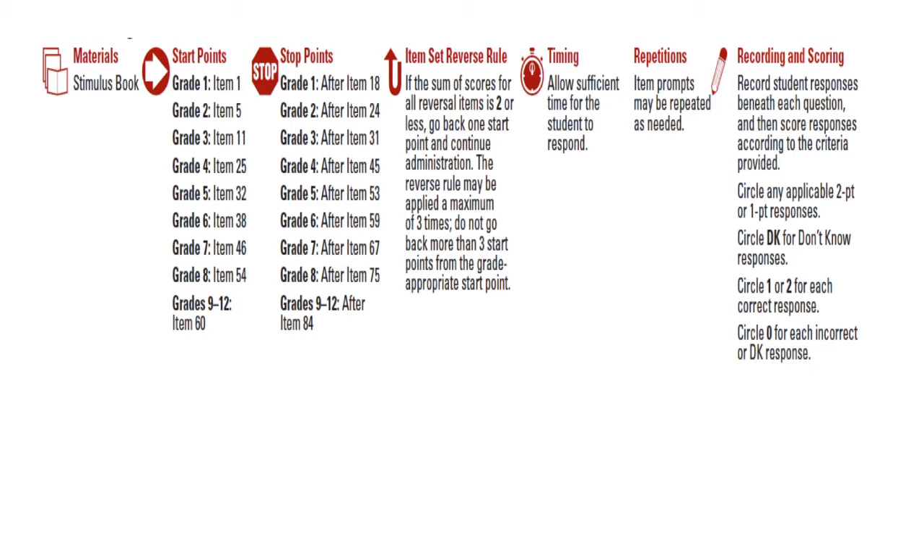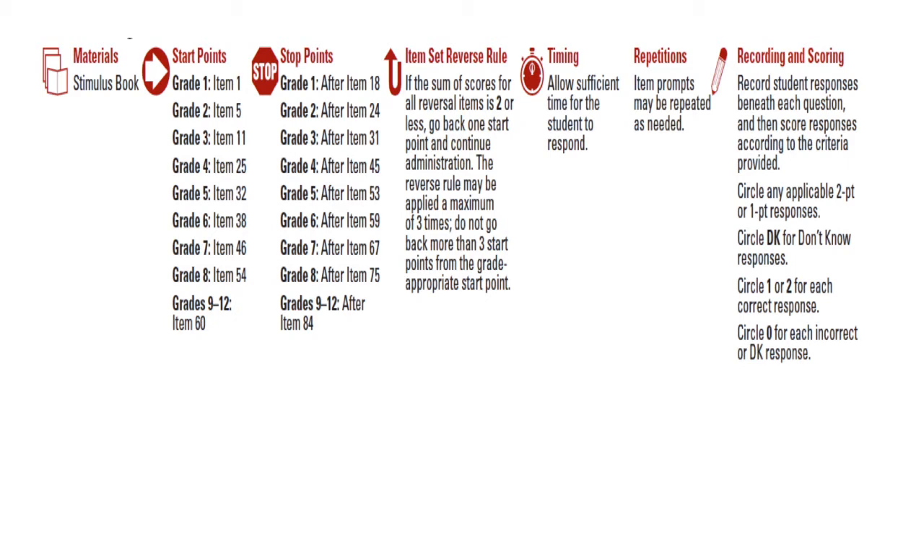So you have this, I don't know if you could see my mouse or not, so I'm going to act like you can't. But across the top, you could see these different images. There's materials, start points, stop points, item set reverse rule, timing, repetitions, and recording and scoring. So each one of these will provide specific information for that subtest.